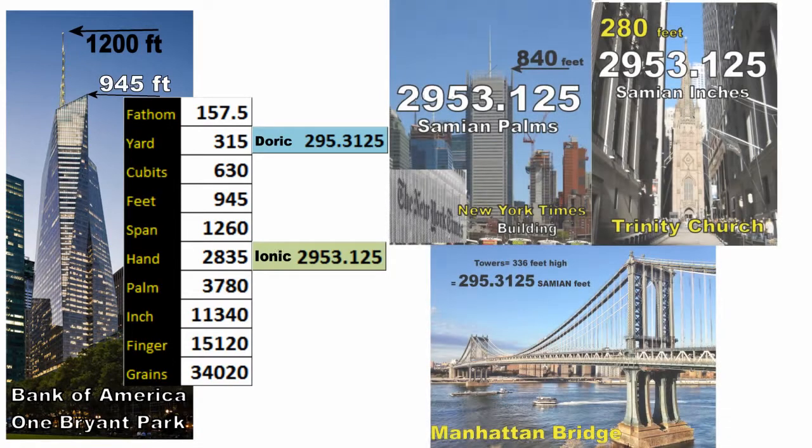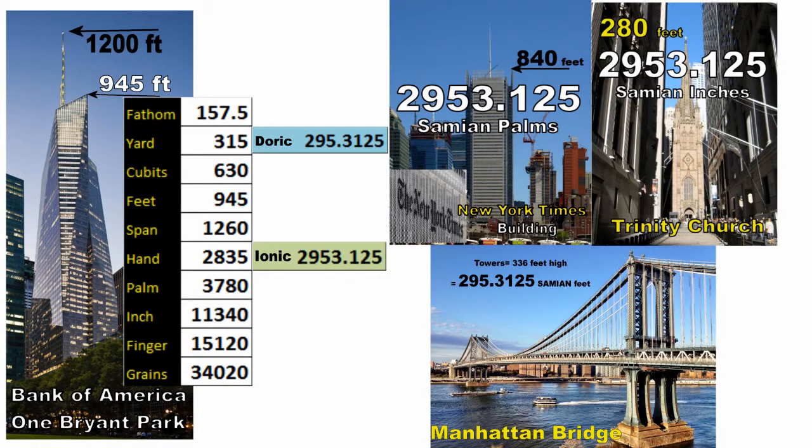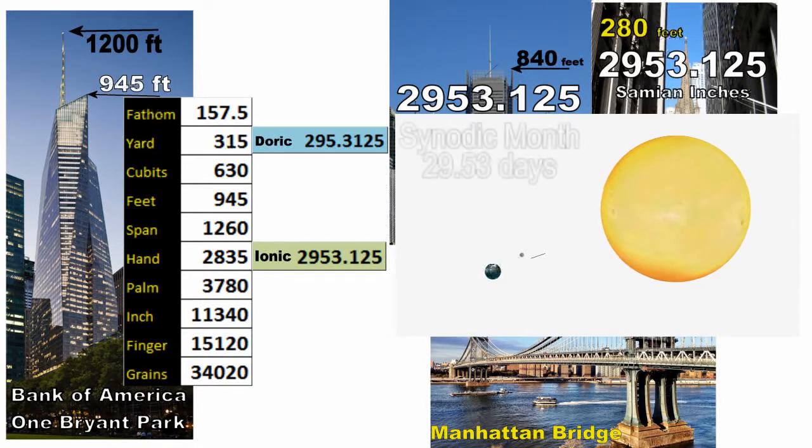2935125. You'll see that same on the Manhattan Bridge. You'll find it on the Trinity Church in New York. You'll also see it on the New York Times building in New York. Also, there are some other examples, again, across New York, but also across the world. And this number in itself is a very powerful number in regards to the relationship of Sun, Earth and Moon, this continuing theme. And well, that's got to do with the full moon or the synodic month.